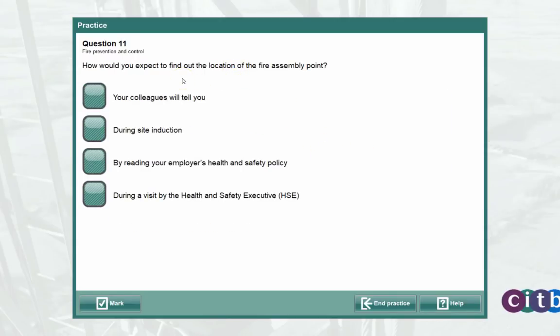How would you expect to find out the location of the fire assembly point? Your colleagues will tell you. During site induction. By reading your employer's health and safety policy. During a visit by the Health and Safety Executive, HSE.